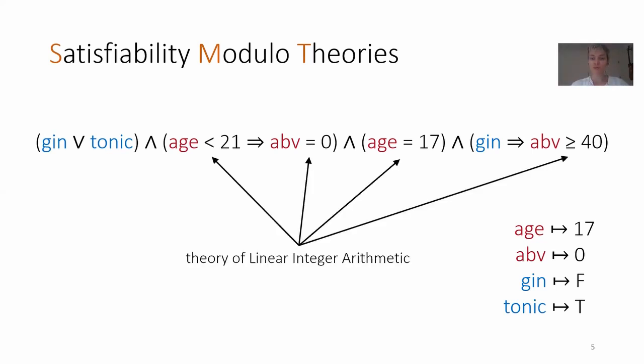All right, so here in this formula, we used what's called the theory of linear integer arithmetic. It means that in our formulas, we were able to use integer variables and arithmetic expressions and comparisons. This is a very popular theory that is supported by pretty much all SMT solvers, but there are other theories that you can use, such as uninterpreted functions, strings, bit vectors, arrays, and so on, depending on what kind of domain you want to model.